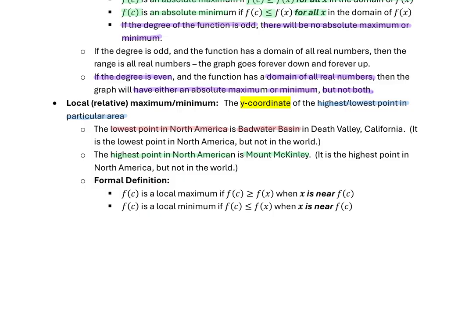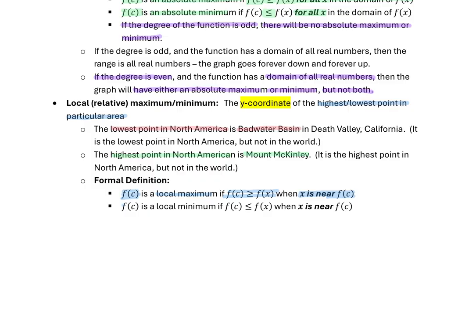Okay, so now let's talk about this mathematically. We say f of c is a local maximum if f of c is greater than or equal to f of x when x is near c. So if you're recalling the last video, we talked about how we get to the top of a peak and take our picture. These are going to be our local maximums.